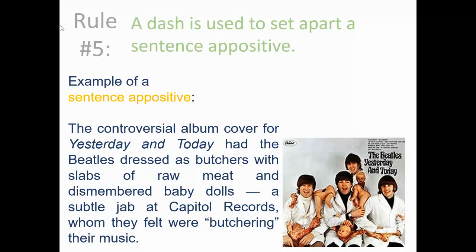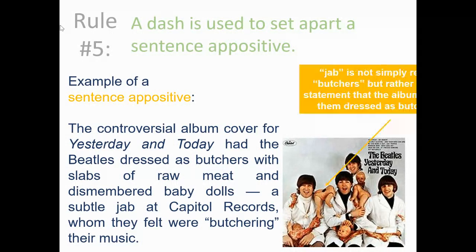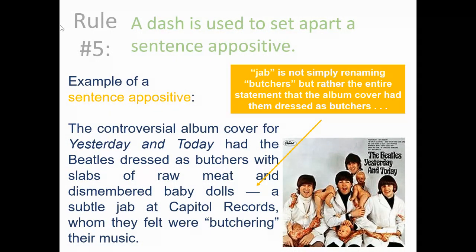Another example. The controversial album cover for Yesterday and Today had the Beatles dressed as butchers with slabs of raw meat and dismembered baby dolls, a subtle jab at Capitol Records, whom they felt were, quote, butchering their music. Once again, the word jab, a subtle jab, used as a noun, is not simply renaming butchers. The butchers aren't the jab, but rather the entire statement that the album cover had them dressed as butchers. That whole thing is a subtle jab. So once again, another example of what we would consider to be a sentence appositive.